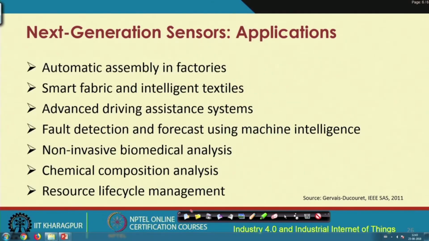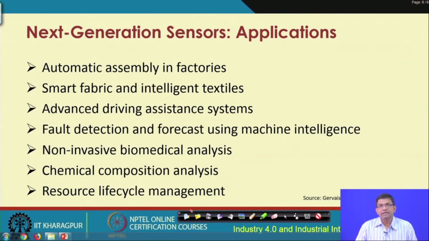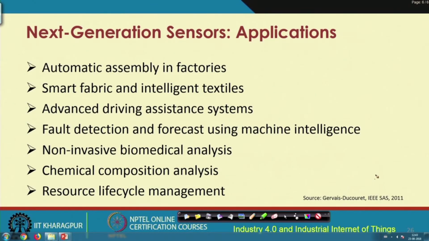There are different applications of next generation sensors, these intelligent sensors: automatic assembly in factories, smart fabric and intelligent textiles, advanced driving assistance systems, fault detection and forecast using machine intelligence, non-invasive biomedical analysis, chemical component analysis, resource life cycle management. These are some of the different applications of these next generation intelligent sensors.